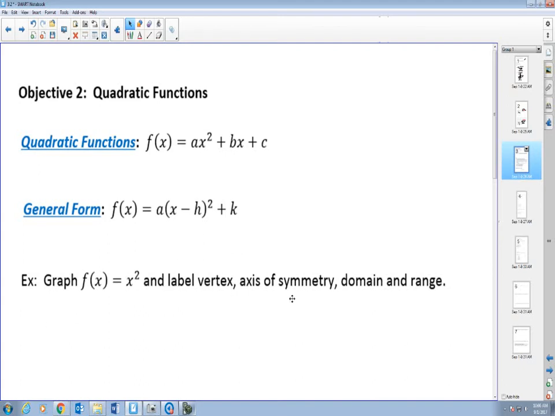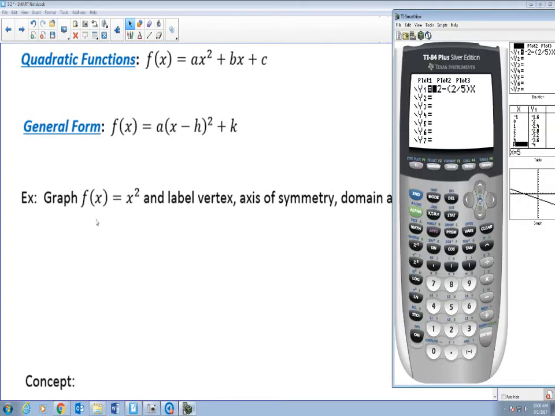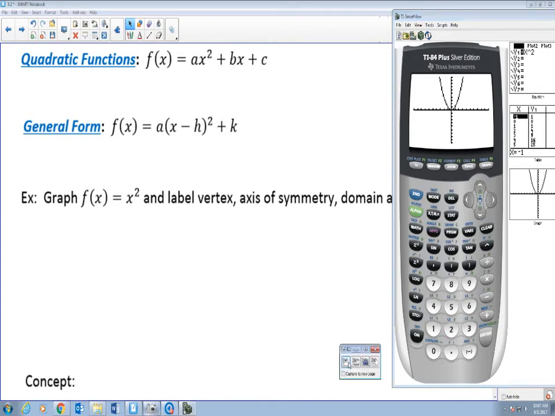Alright, so let me explain some of these concepts with you real quick. The most basic quadratic function will be x squared, and as you can recall, a quadratic function provides a parabola, which is a u. So I'm gonna go ahead and graph this real quick so I can show you. Alright, so here's my u, the most basic parabola we can have.